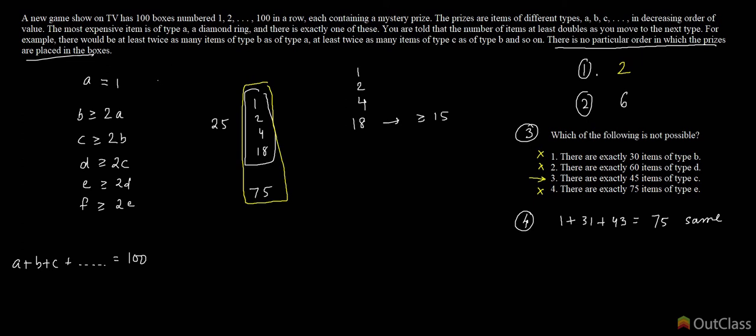So what we have is the answer to 4 is basically 1 2 4 18 75, and the number of types maximum is 5.